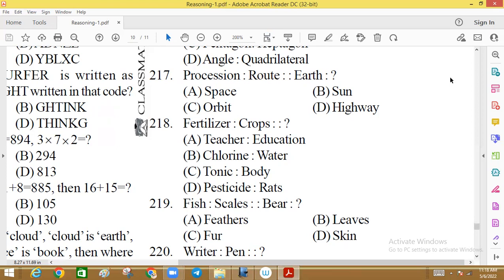Procession route, earthward. What's the meaning of procession? A group of people. For example, if there is any event going on regarding a religious activity, generally we'll follow some procession. We'll take the god along a particular route and finally go to the temple. So whenever there is a procession, it always follows a route.